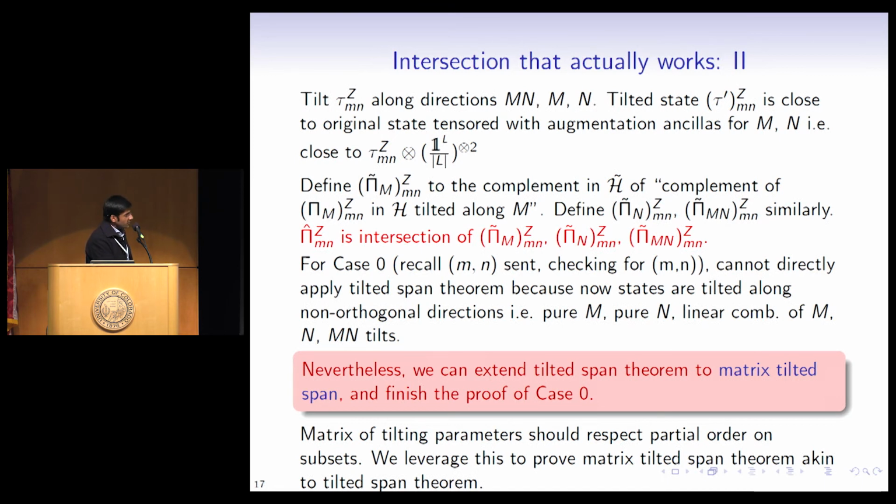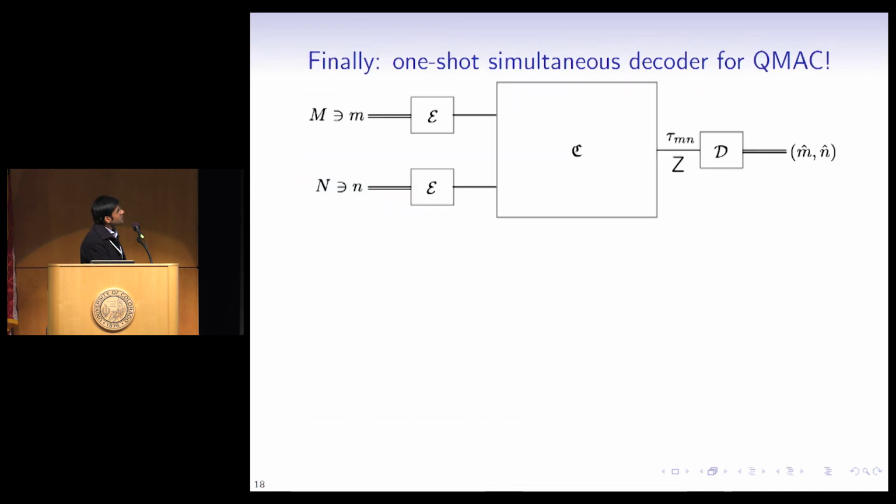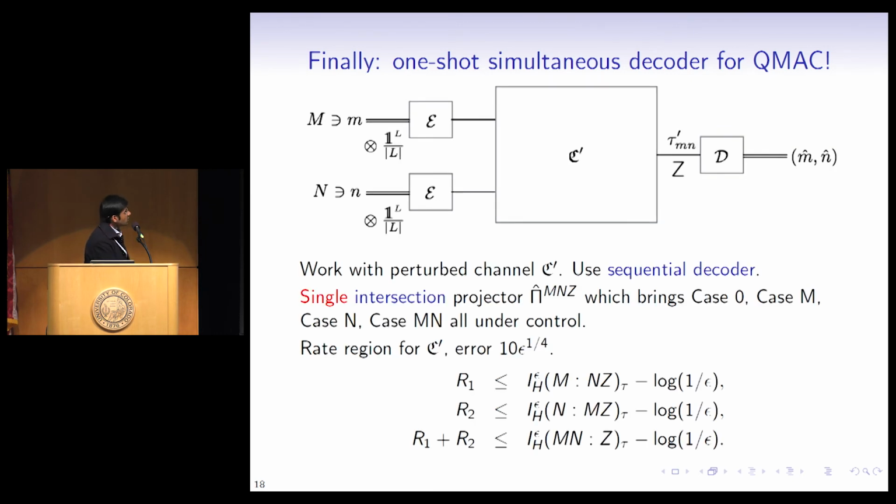We have the matrix tilting of the states, which is the original state augmented with the maximally mixed ancilla, and ultimately we have all cases under control. Okay, so we wanted to find the capacity of this particular MAC. So instead of this, we'll work with the perturbed channel C prime. What is the perturbed channel C prime?